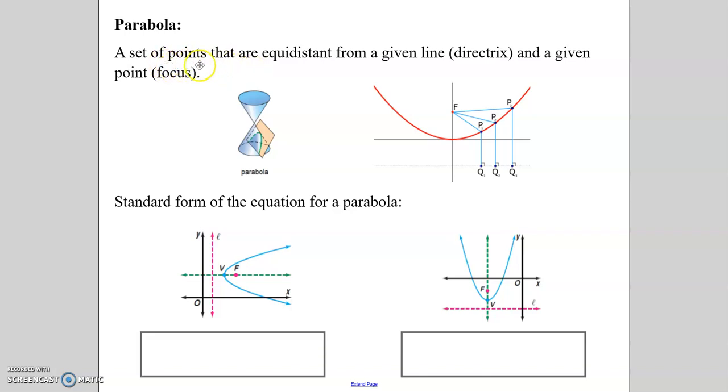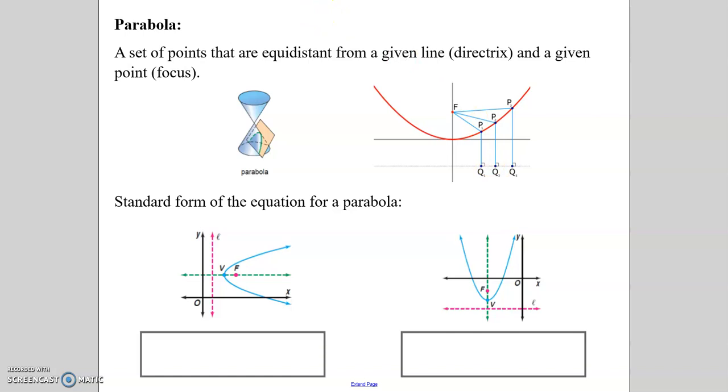There is a definition here though that you need to know. The parabola is a set of all the points that are equidistant from a given line, and that line here is called the directrix, and a given point. That point right here is called the focus. You can see that for each one of these points, if you draw a line to the focus and then draw a line straight down to the directrix, those two lines are the same length. That length is the same as that length.